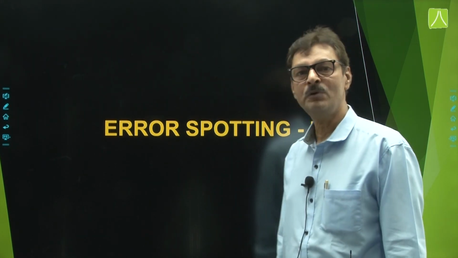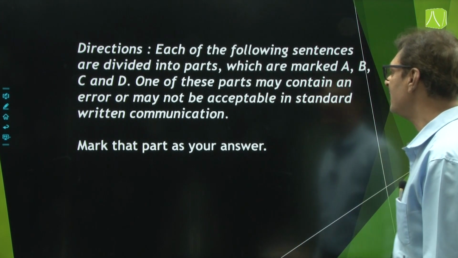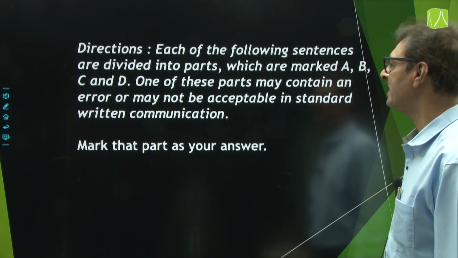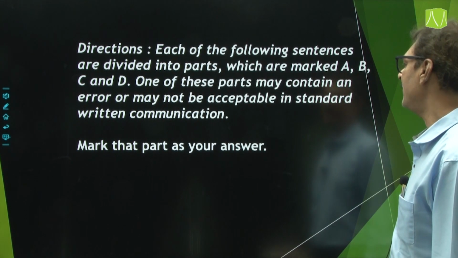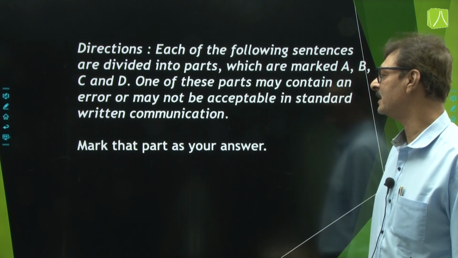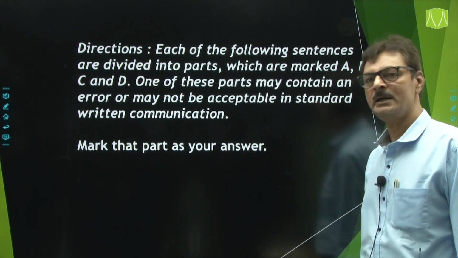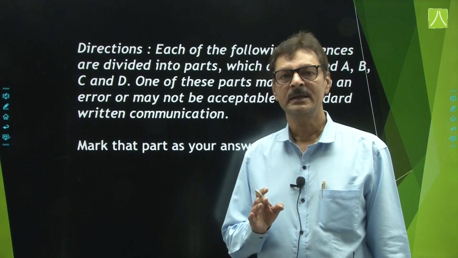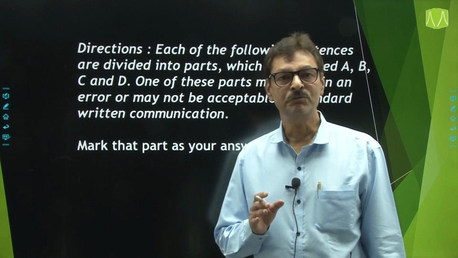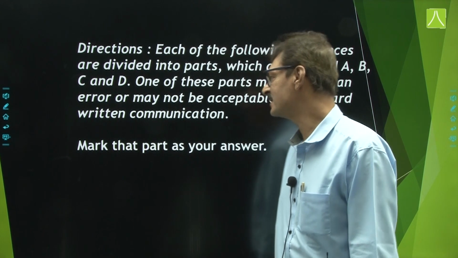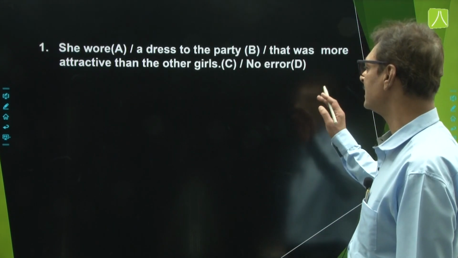So let us take a few examples of error spotting. The first, the directions आपको आएगा. Each of the following sentences is divided into parts which are marked A, B, C and D. One of these parts may contain an error or may not be acceptable in standard written communication. Mark that part as your answer. And suppose option E is no error, and if you feel कि उस sentence में कोई error नहीं है, then mark that as your answer. चलते हैं with the examples.